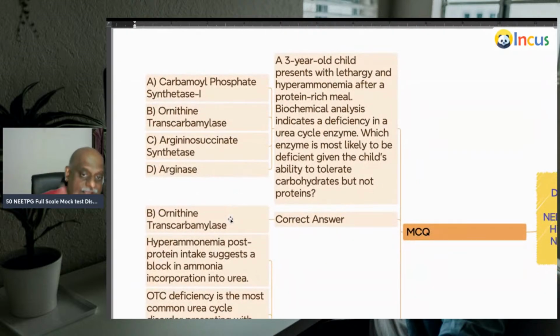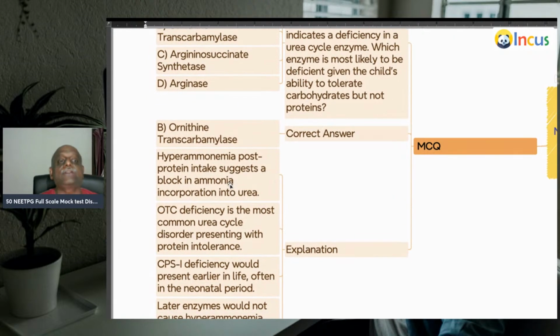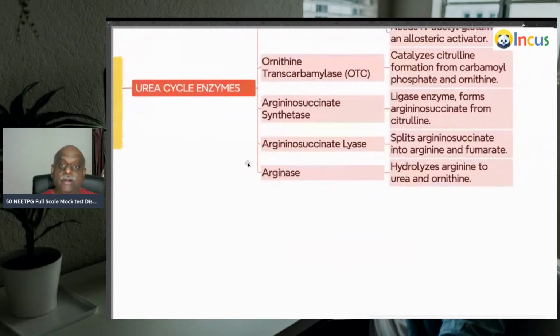3-year-old with lethargy, hyperammonemia, especially after a protein-rich meal. Protein metabolism leads to hyperammonemia. Ammonia needs to be converted to urea. For that, first thing is what? Ornithine transcarbamylase needs to work. So it is the ornithine transcarbamylase deficiency, most common urea cycle disorder.